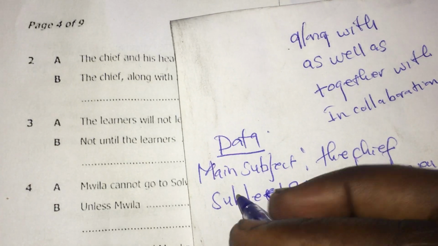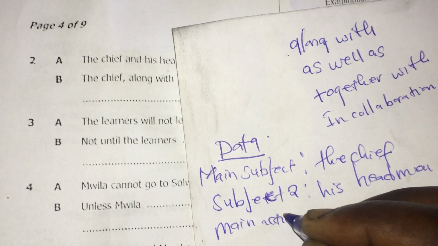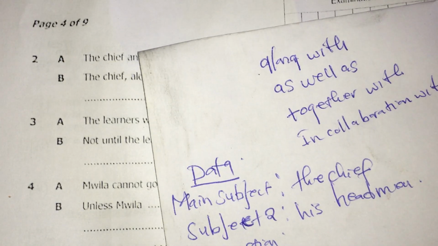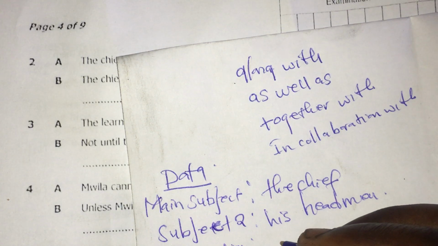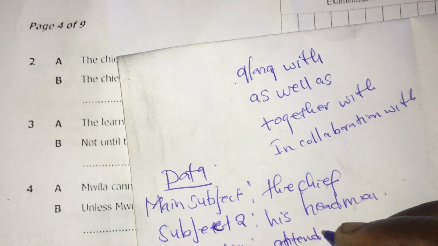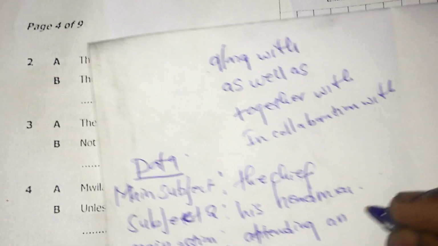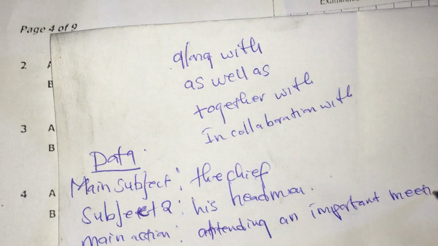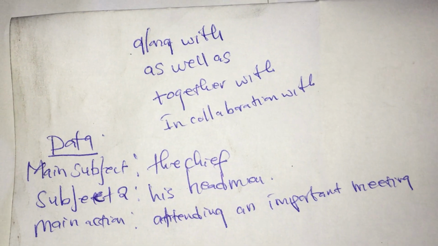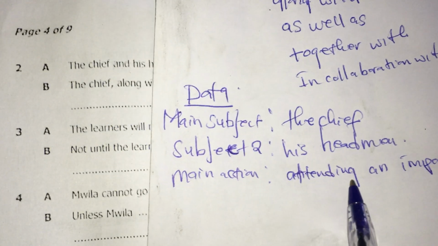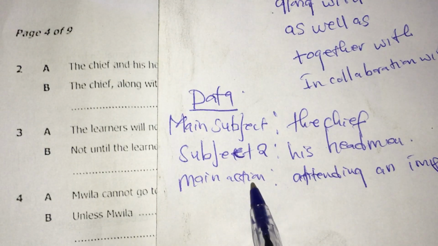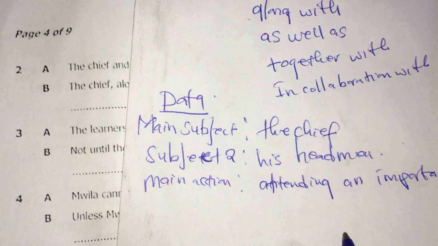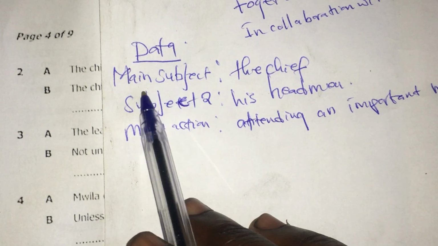Then now apart from this, we have the main action. So the main action in this case, it is attending an important meeting. That's our main action, or the thing that will be under discussion. So main action, we have attending an important meeting. Our main subject is the chief. Then the subject to, it's his headman. So now what we're going to do here, our first key thing is the main subject.